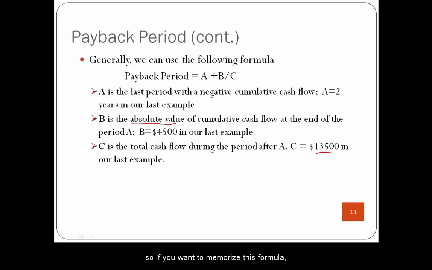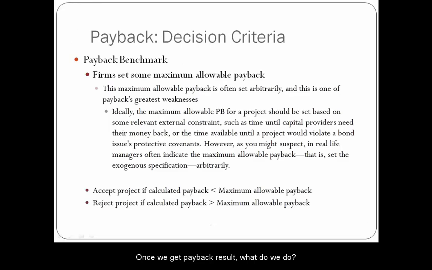So if you want to memorize this formula, you can do that, but just try to understand what each component in this formula is about. Once we get the payback result, what do we do? We try to have a payback benchmark, and usually companies set some maximum allowable payback benchmark, and this maximum allowable payback is often set very arbitrarily, and this actually is one of the payback's greatest weaknesses.